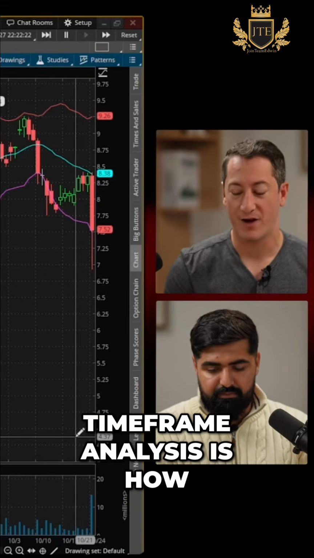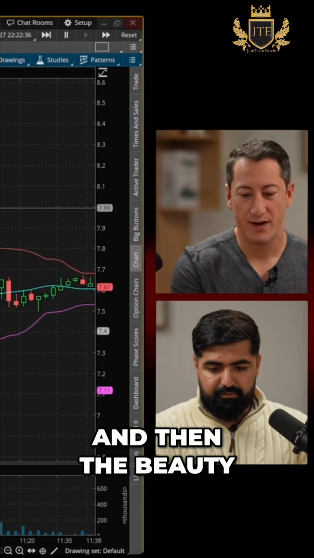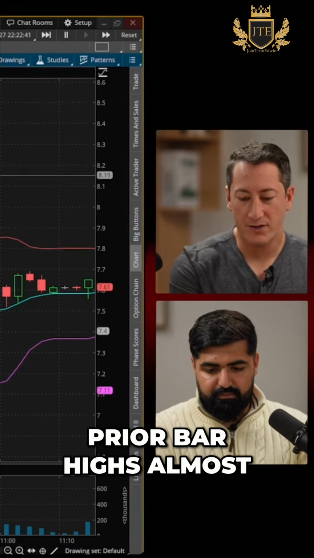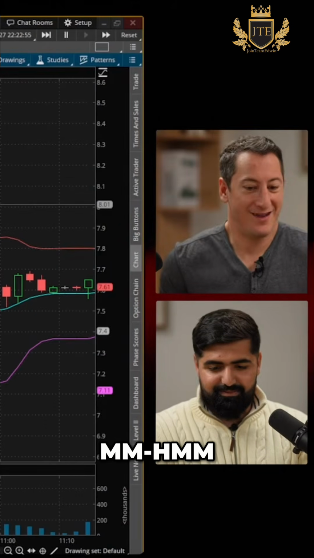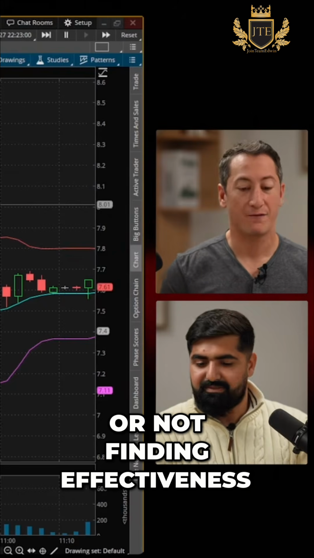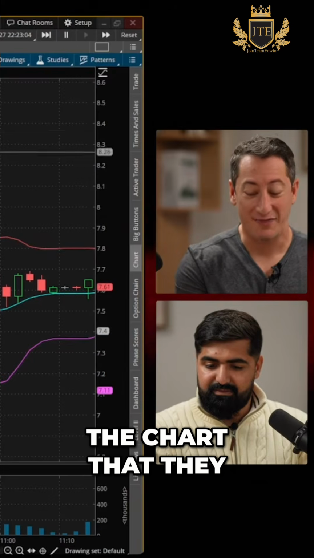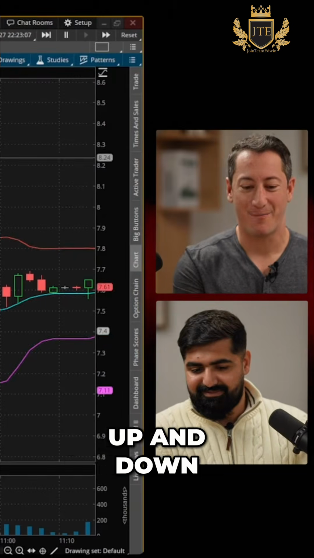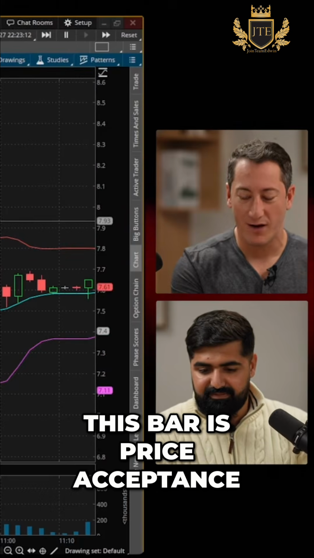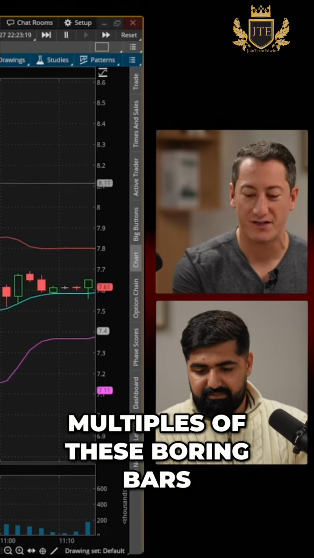And so this multiple time frame analysis is how I weigh all these different variables. And then the beauty of this is this was holding prior bar highs almost this whole way down. You don't need to trade it. And that's about that selectivity, where so many people that are taking these paper cuts or are not finding effectiveness in these strategies, it's because they're playing the chart that they think looks like this, but it's really going up and down, up and down, up and down, and it's really grinding, and it's showing like this bar is price acceptance.